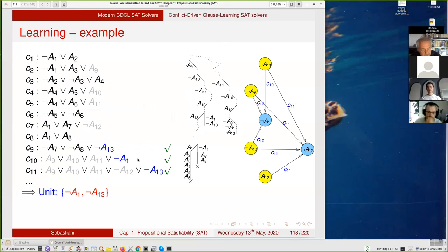So suppose you have learned these two clauses here, due to these two branches, okay? And in the future, you have assigned not A11, not A10, and A12, and not A9, in a completely different order. Then it tells you immediately not to do A1 and not to do A13. Whatever, and if you had assigned A13 instead, and not A14 and not A11 and A12, it would have immediately told you not to assign not A9, so to assign A9, whatever the order, okay? So this improves future search.